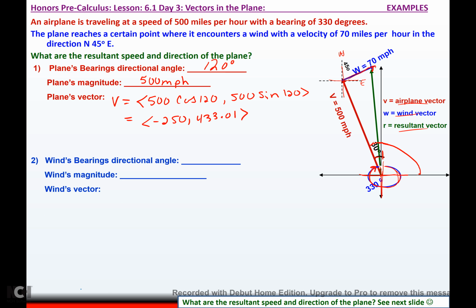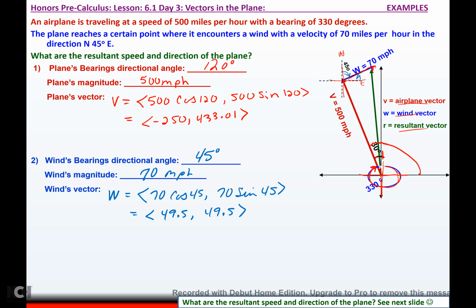Okay, so for my wind, it's going at a bearing of 45 degrees from north, which means from zero, that's also 45 degrees. The wind's magnitude is 70 miles per hour. So my wind's vector is 70 times cosine 45, 70 times sine 45, which comes out to 49.5, 49.5. Funny when you work with the 45 degree angle how many doubles you get.